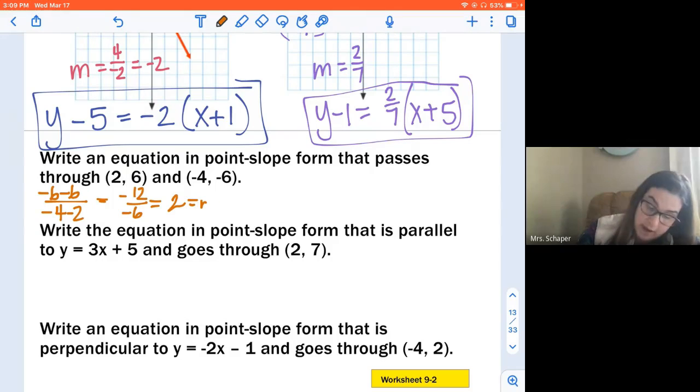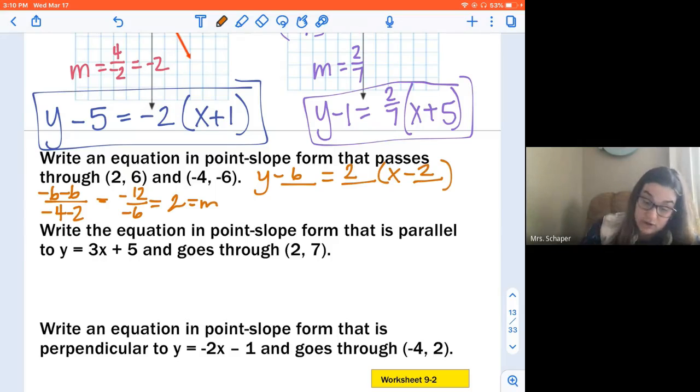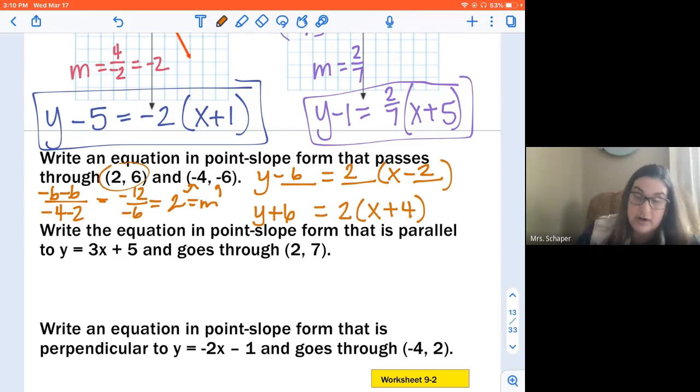Then I can use either point. So y minus blank equals blank times the quantity x minus blank. So y minus 6 is equal to 2 times the quantity x minus 2. That's if I choose to use the first point. And if I choose to use the second point, y plus 6 is equal to 2 times the quantity x plus 4. And again, we use the opposite sign when we put it into the equation.